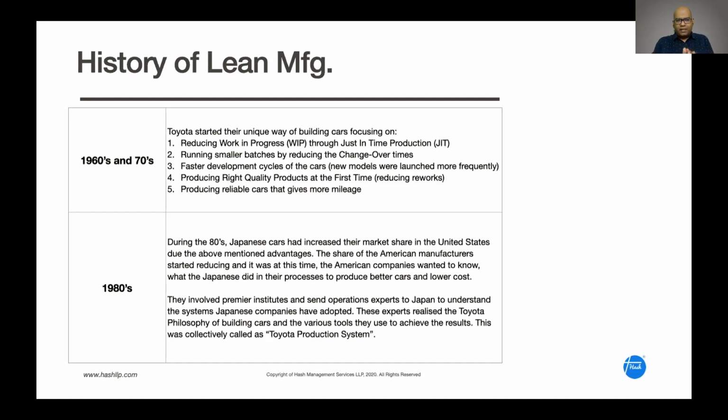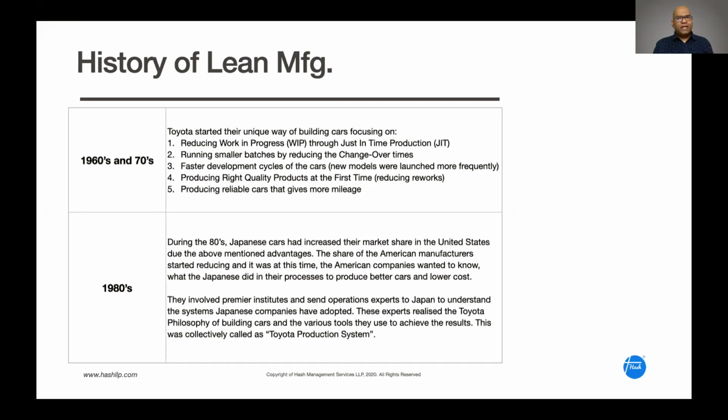First time right: when I make the product, I have to do it right the first time. That's what they follow, so that rework is reduced. All these activities meant the Japanese cars became more reliable, and they gave more mileage also. So in the 70s and 80s, the market share of Japanese cars started increasing in America. People started liking those cars. These cars are small and reliable. They don't break down frequently, and they give more mileage also.